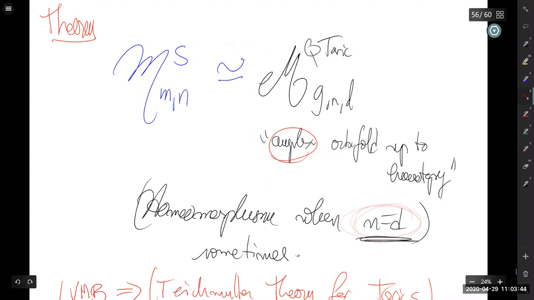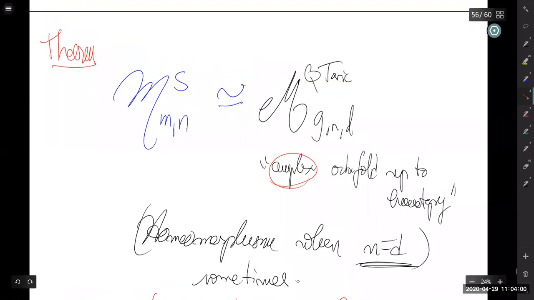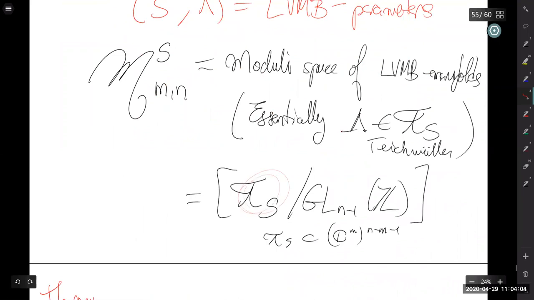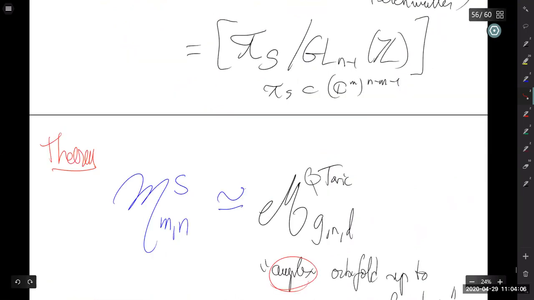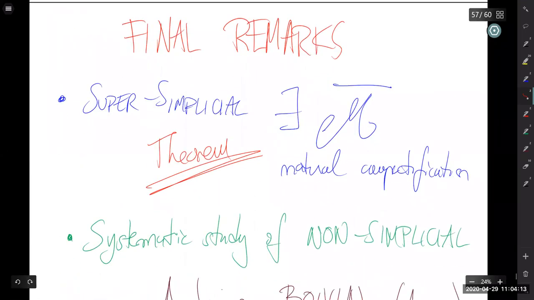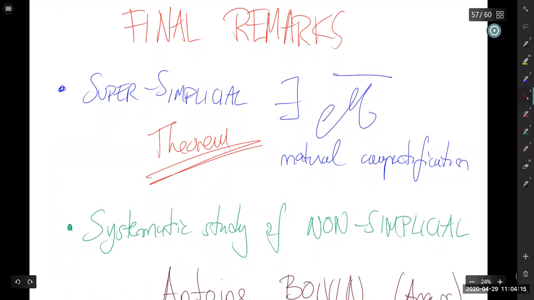But when n is equal to d, when the calibration is the gamma complete case, then this becomes a complex orbifold. So in the gamma complete case, we get a complex structure on the moduli space of quantum toric varieties, which is surprising to me. And of course, this gives you a Teichmüller space, and you get a Teichmüller theory for the moduli space of quantum toric varieties. So this is nice. Let me just say my very final remarks.